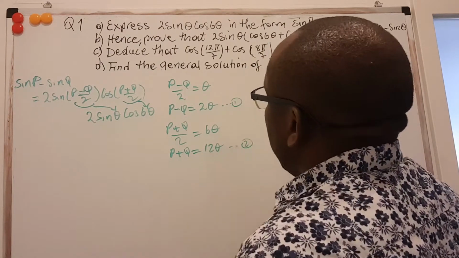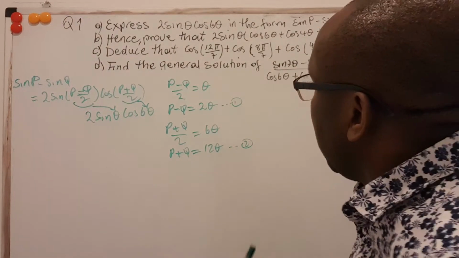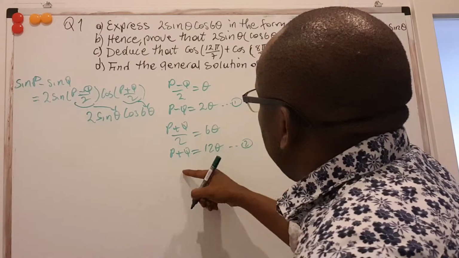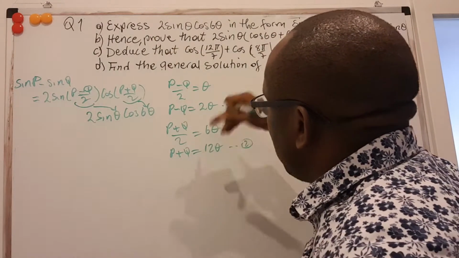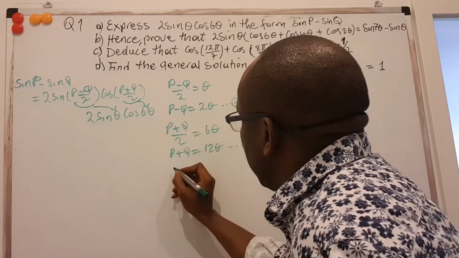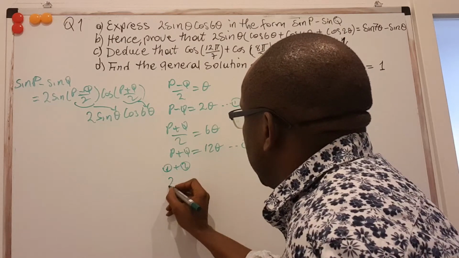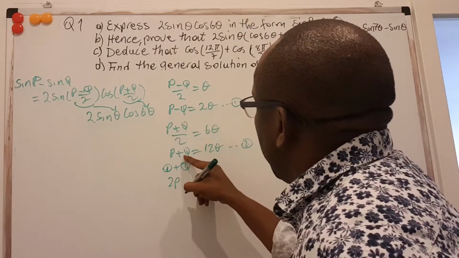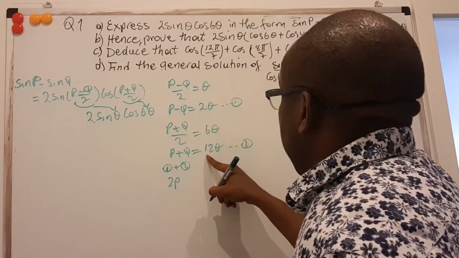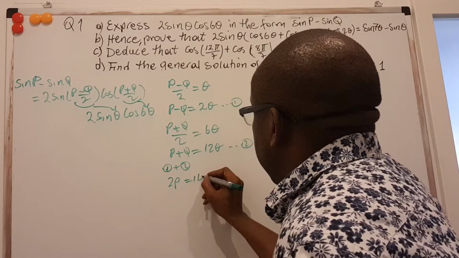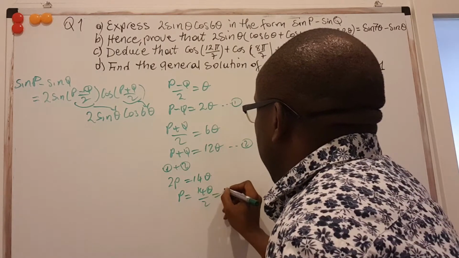Let's say equation 2. So what we're left with is just to solve these two equations for p and q, and we'll be done. If I look at equation 1 and equation 2, I see that this is minus, this is plus. So if I sum the two of them, the q's will disappear and the p's will stay. So equation 1 plus 2 will be p plus p is 2p, minus q plus q goes away, 2 theta plus 12 theta is 14 theta. That means p is equal to 14 theta divided by 2, and that is 7 theta.